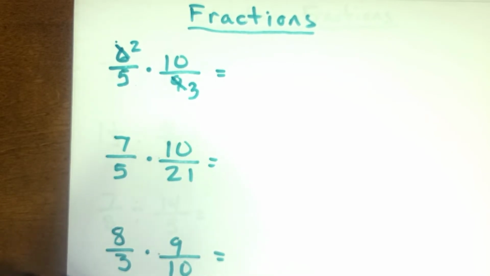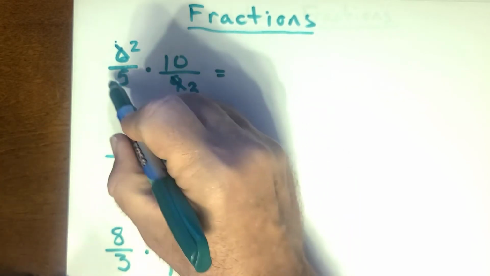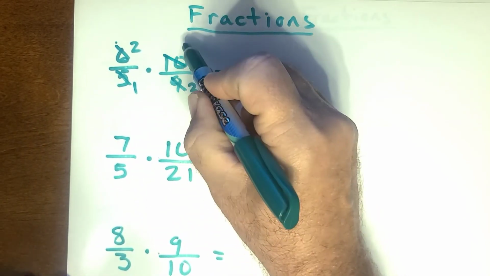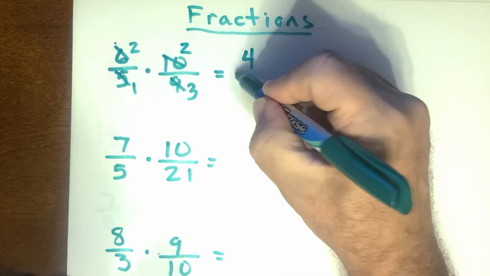Do they have a common factor? Of course they do. They're both divisible by the number 5. So 5 divides 5 one time, 5 divides 10 twice. 2 times 2 is 4 over 3.